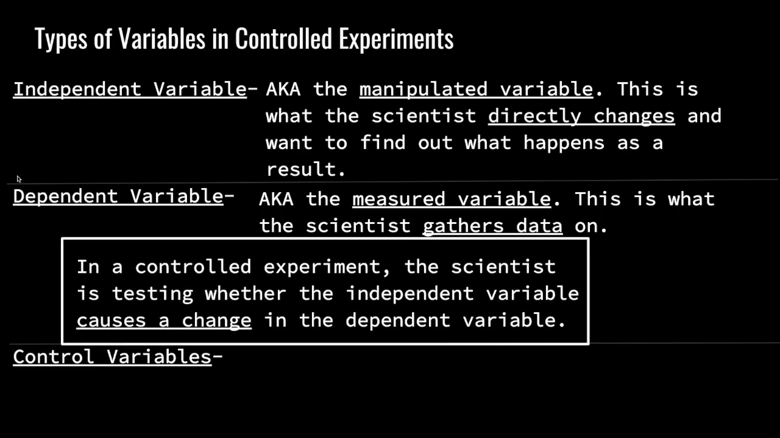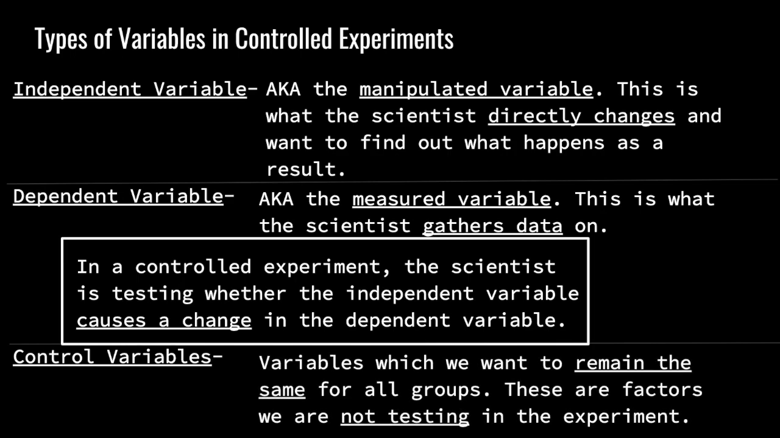In a controlled experiment, the scientist is testing whether the independent variable, our vaccine, causes a change in the dependent variable. I know there are a lot of weird words here. So our independent variable, our vaccine, does it change whether the dogs get sick or not?